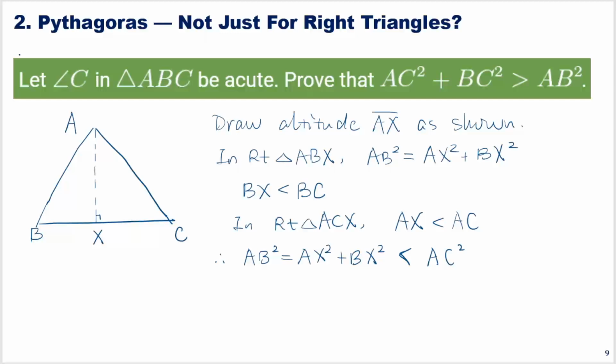And because BX is less than BC, if we substitute BX using BC, this still makes this inequality true. So that means that is less than AC squared plus BC squared, right? So this proves that AB squared is smaller than AC squared plus BC squared, right?